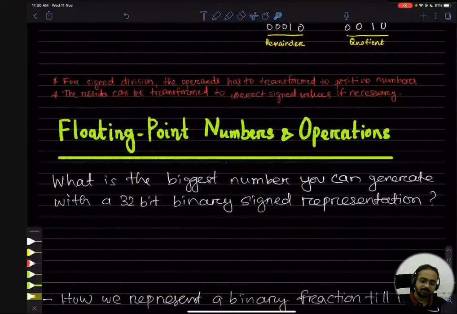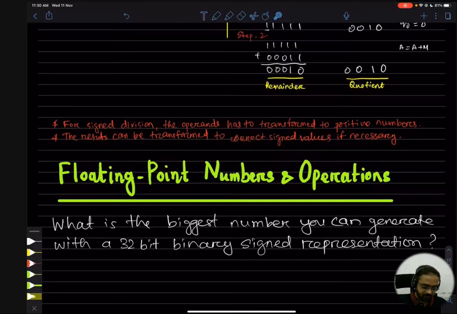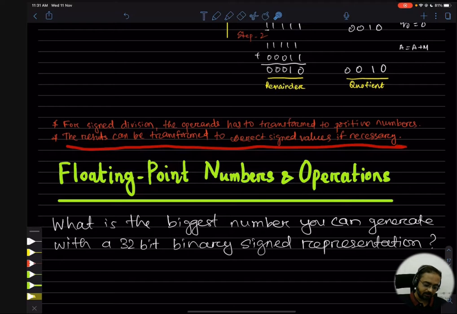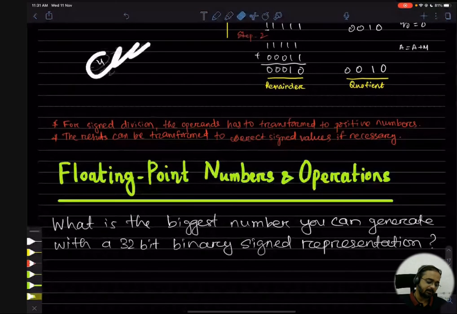What will happen if it is a signed division? Signed number, that means negative number. In the book only 2 lines are written about signed division. For signed division, the operands have to be transformed to positive numbers. That means the operands have to be converted to positive numbers by 2's complement, and then the result can also be transformed to the correct signed value if necessary. Suppose you are dividing -4 by 2. You have to convert -4 to a positive number, do the division, and then the result will be negative. So again you have to convert the positive number to the negative number.